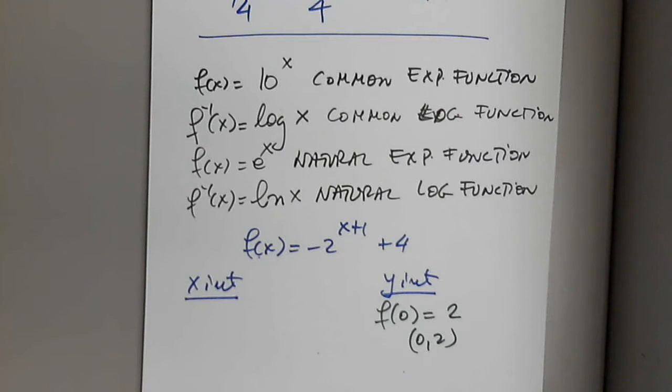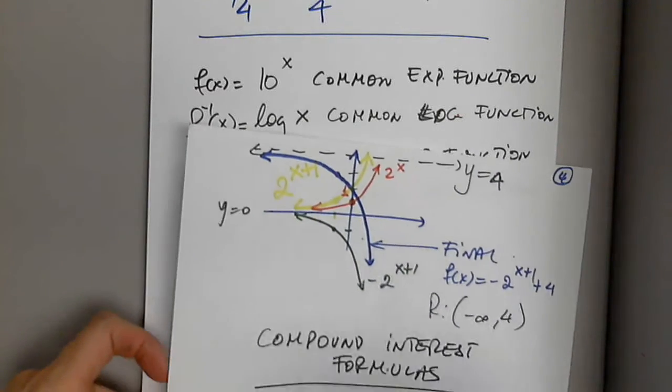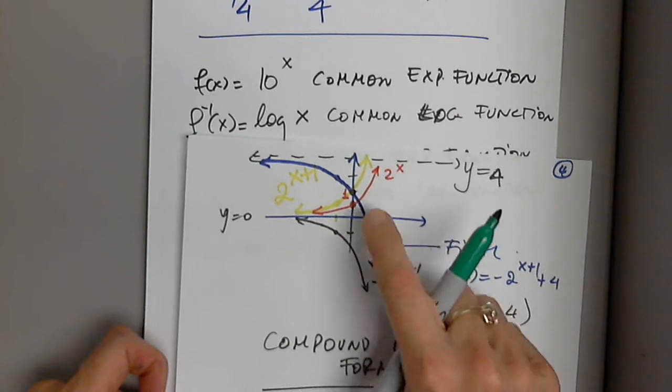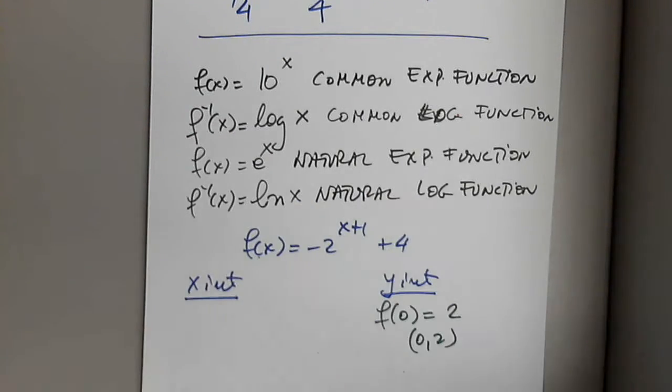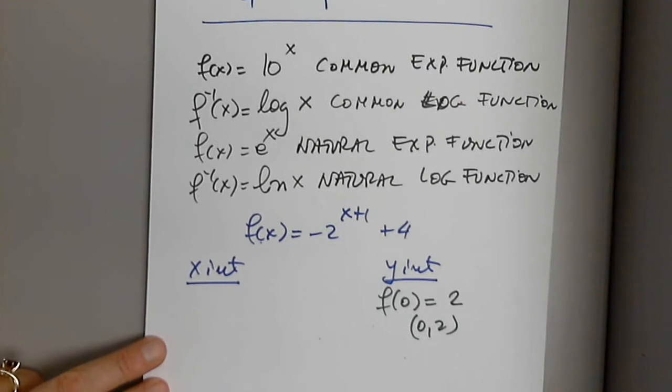I go back to my graph and see if I need to make any adjustments. I was close. (0, 2). Very good. Now the x-intercept.